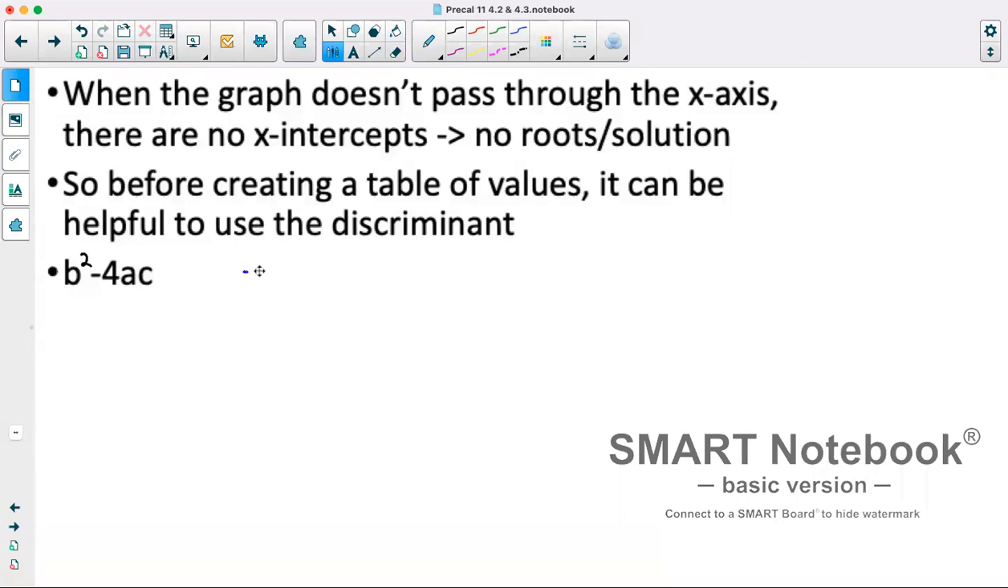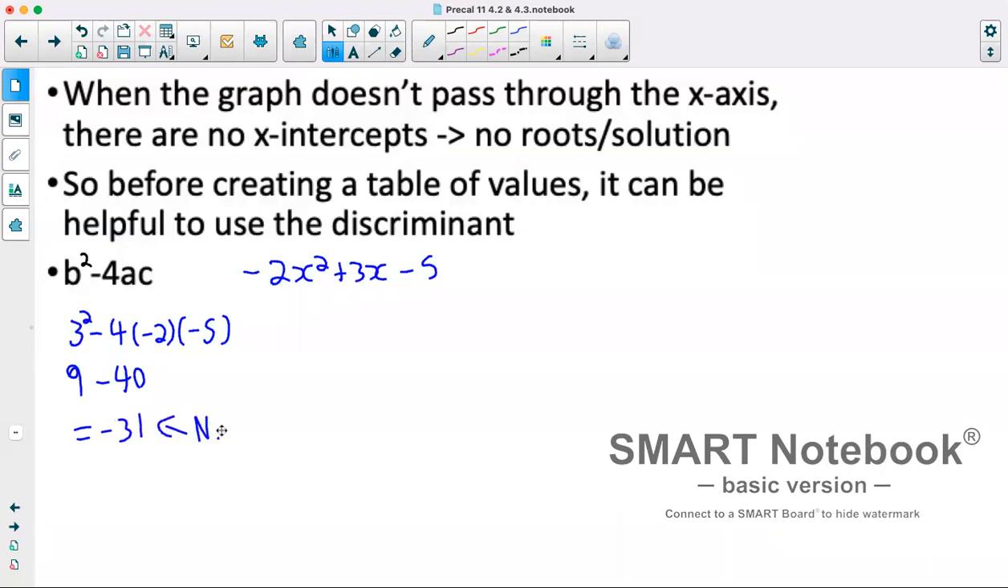Okay, so if we had done that with our previous example of -2x squared plus 3x minus 5 and put it into this equation, we would have had 3 squared minus 4 times our a value of -2 times our c value of -5. So we would have had 9 minus 40, which gives us -31, which would have told us that we had no roots, in which case I would have skipped doing the table of values and saved some time.